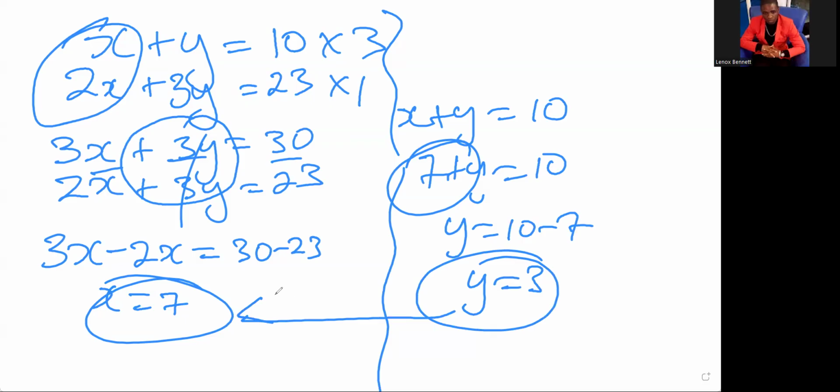7 plus 3, 10. 2 times 7 is 14, plus 3 times 3 is 9. That's 23.